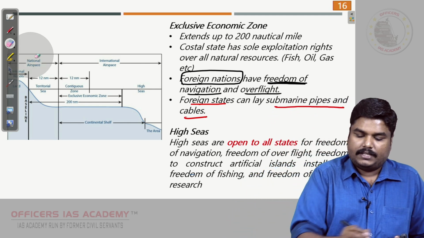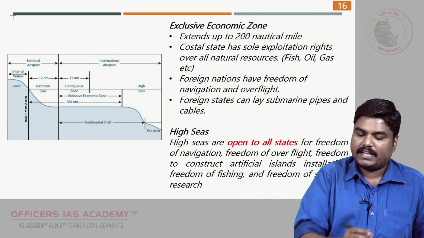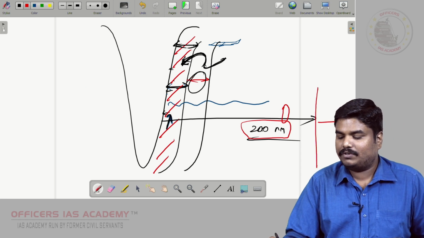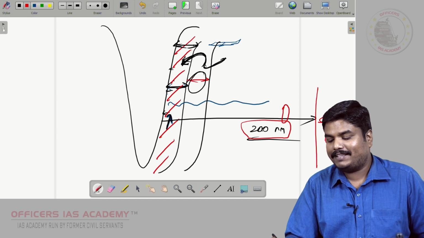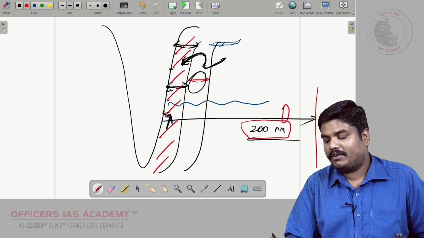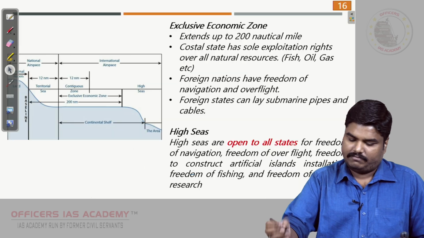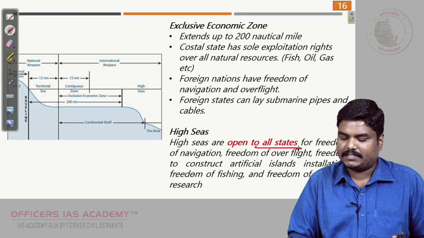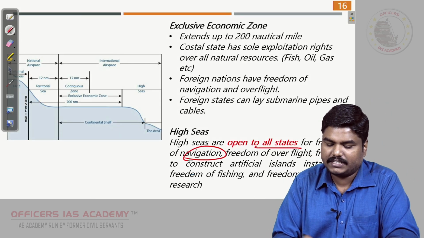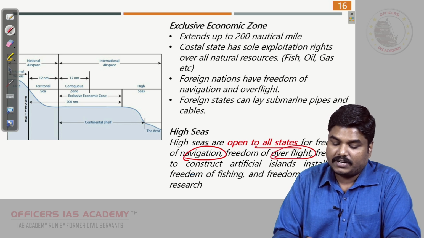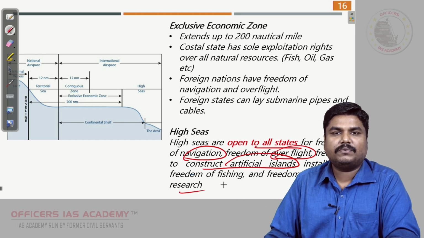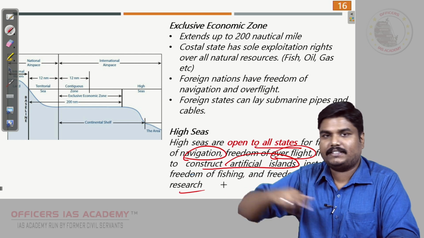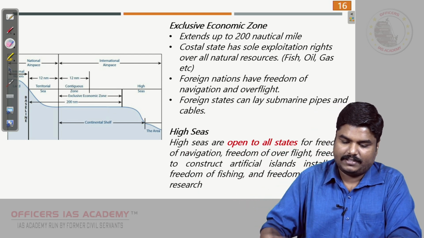Clear? Then comes, beyond the exclusive economic zone, what is called the high seas. It is open to all states for freedom of navigation, freedom of overflight, freedom to construct artificial islands, right. Anything for scientific research, any country can do. Where? In the high seas, okay.